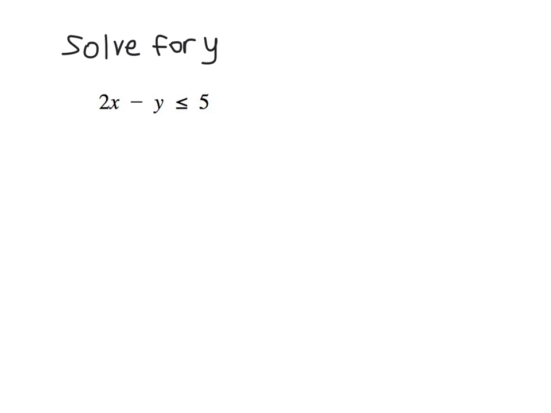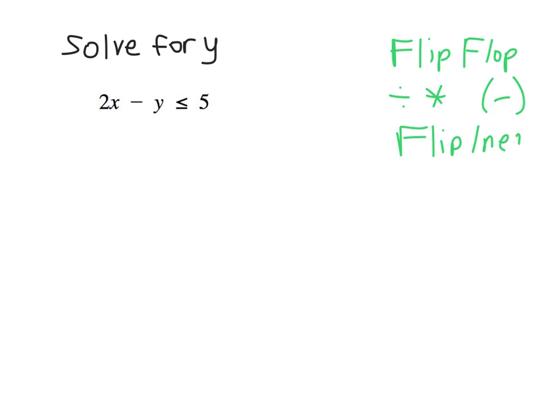I've been asked to solve this inequality for y, and solving an inequality is the exact same process as solving an equation except for one additional rule, and that rule is called the flip-flop rule. What that says is anytime I have to divide or multiply my entire equation by a negative sign, then I'm going to flip my inequality. So this only happens some of the time.